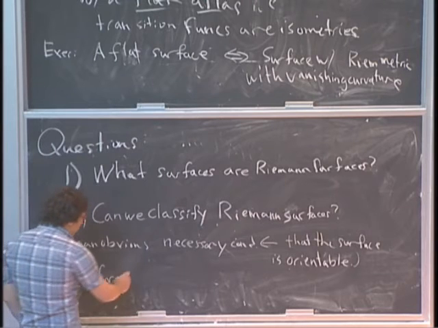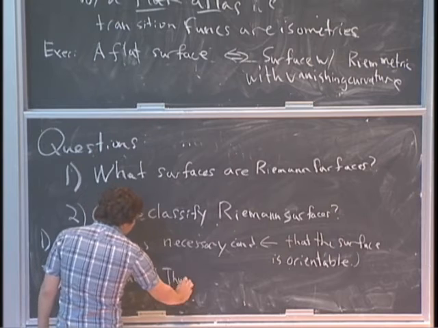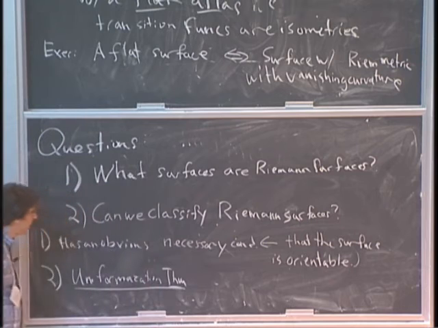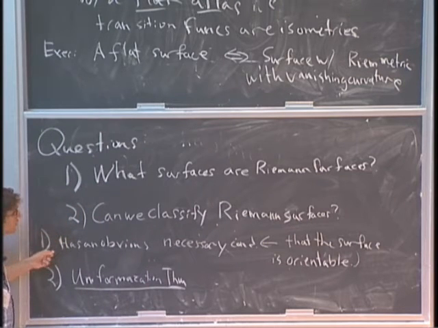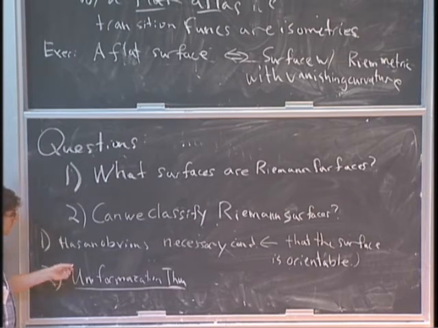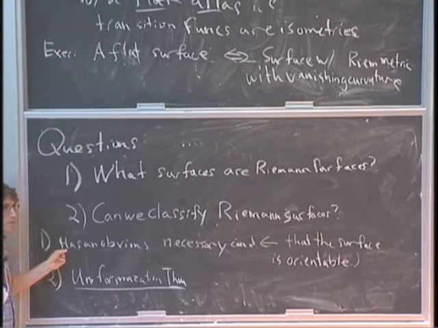Okay, so this is the uniformization. What we want to do here is classify. As we see by part one, the only condition we need to put on the surface is that it be orientable. And then the uniformization theorem basically is going to tell us more or less how many different inequivalent Riemann surface structures can possibly exist on a given orientable surface.